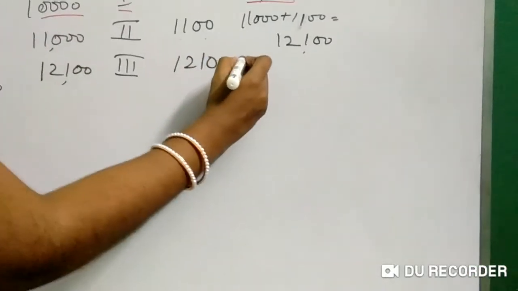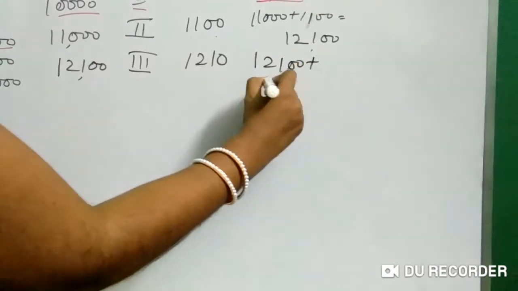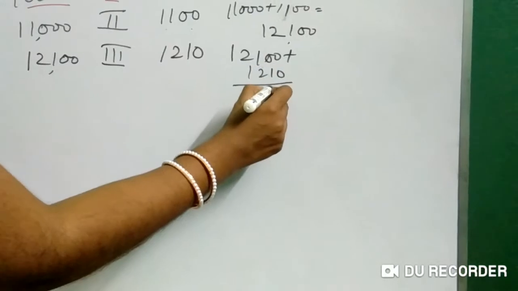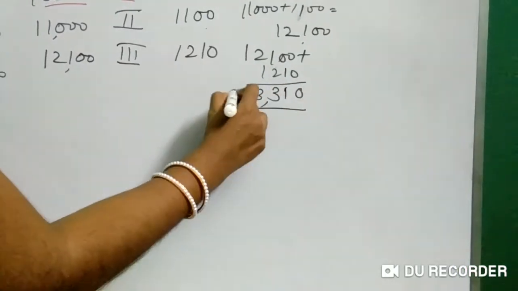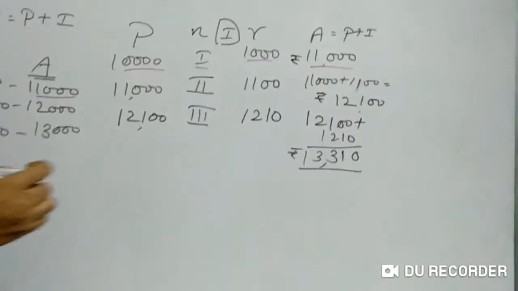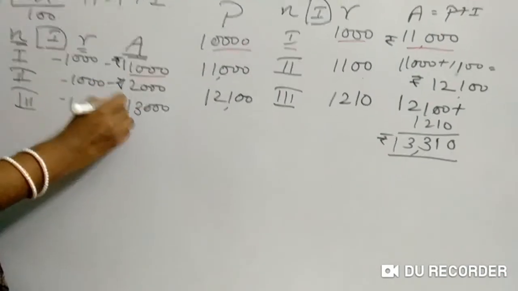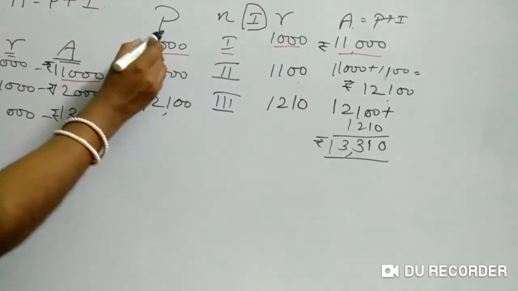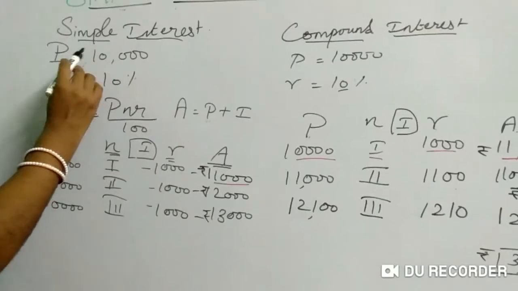So finally what will happen for this amount? That is 12,100 rupees plus 1,210 rupees. So finally you want to pay for the third year 13,310 rupees. So from this you want to understand one thing. Yearly, the amount will change, unlike for the same principal in simple interest.